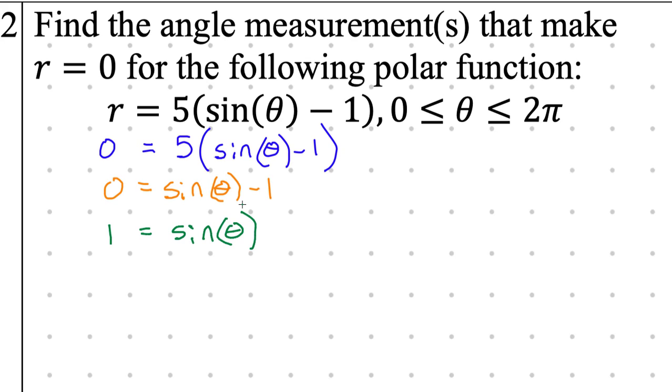This is a much easier problem to answer. So where do I have a y-coordinate that is equal to 1? I divided both sides by 5. 0 divided by 5 is 0. Oh, sorry. I didn't mean to be so aggressive in how I said that. I apologize. All right. So again, I'm thinking of the unit circle.